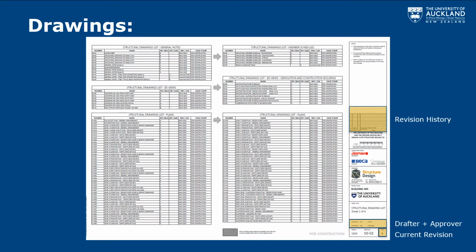And you'll see within the revision history there'll be a descriptor of what this revision was, whether it was for consent, and then maybe in this consenting process, when things are getting approved by the council or the peer reviewer, things had to get changed, and so we want to capture what's been changed.